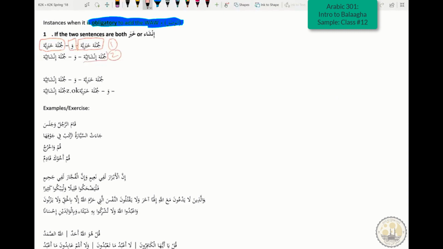If the first sentence is insha'iyya and the second sentence is also insha'iyya. All right, we study what jumla khabariya is, and we've studied what is jumla insha'iyya. Okay, so you see how revision is very important, because everything we learn is built on what we previously learned. Okay, and if you don't review what you previously learned, then you're going to be lost as you progress in the science. In this instance, if both sentence 1 and 2 are insha'iyya, then the waw becomes obligatory. You have to mention the waw.